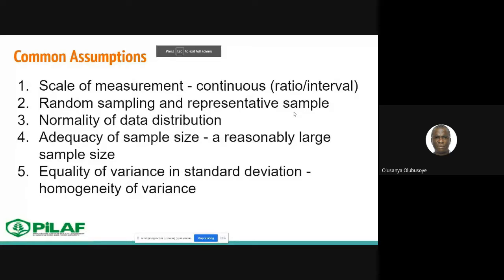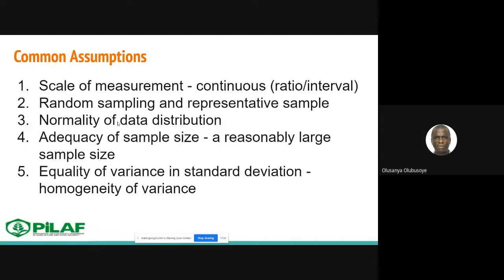All parametric tests have these underlying assumptions, the t-test and the normal test. So one is that before you can use the t-test or the normal test, the variable of interest must be on a continuous scale.